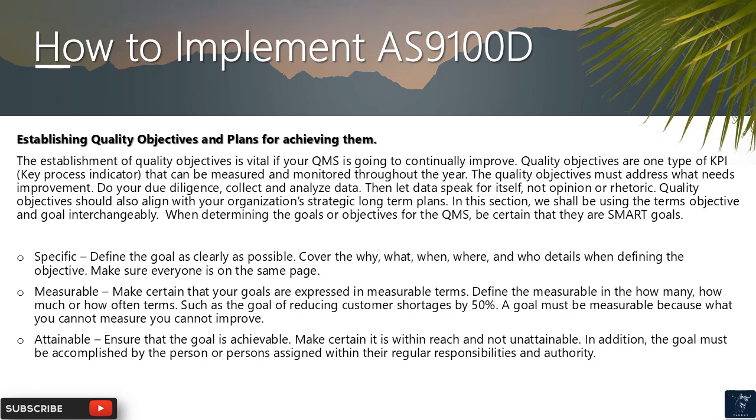Measurable, make certain that your goals are expressed in measurable terms. Define the measurable in the how many, how much, or how often terms, such as the goal of reducing customer shortages by 50%. A goal must be measurable because what you cannot measure you cannot improve. Attainable, ensure that the goal is achievable. Make certain it is within reach and not unattainable. In addition, the goal must be accomplished by the person or persons assigned within their regular responsibilities and authority.